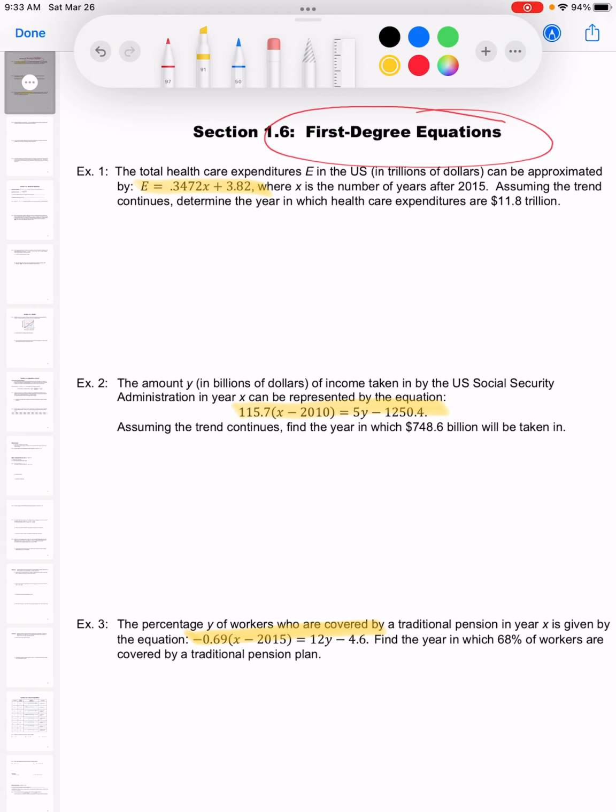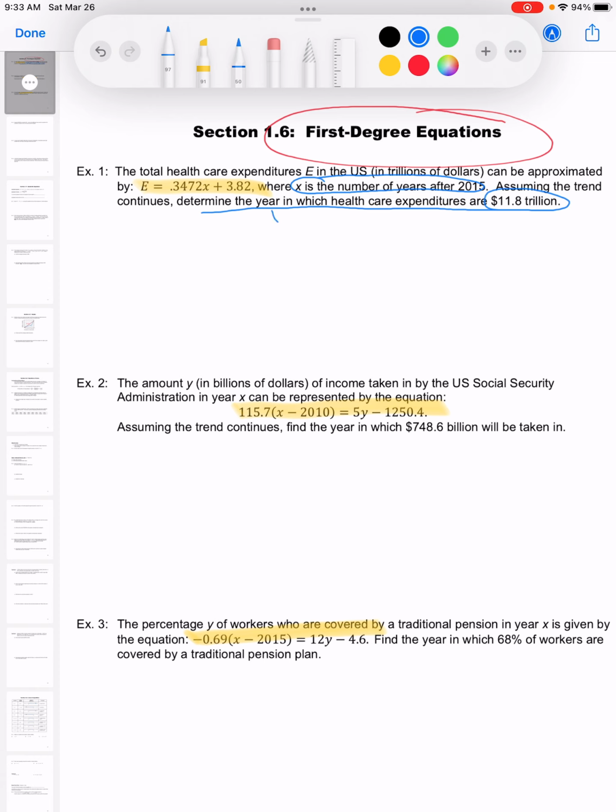All of these are in terms of business applications, so hopefully things that are applicable to your major. So we're going to dive right in to these first couple of examples. I've given you the equation in number one. I've actually given you an equation in all of them, and you're going to have to do some work based off of that equation. So for this first one, we are given the healthcare expenditures by that equation, where x is the number of years after 2015. And we want to determine in which year the healthcare expenditures are 11.8 trillion.